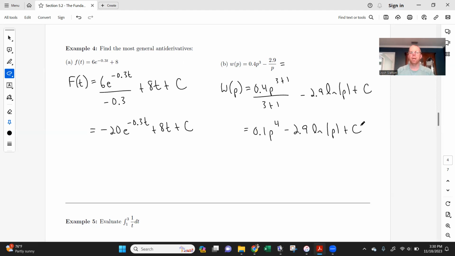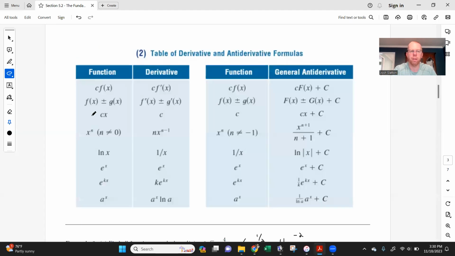So there we go. As you can see, when we just have a string of terms separated by addition or subtraction, we just do the antiderivative term by term, which is what you see on this page. Well, this line, I guess, is saying if you're adding two functions, the antiderivative is just the term by term antiderivative.